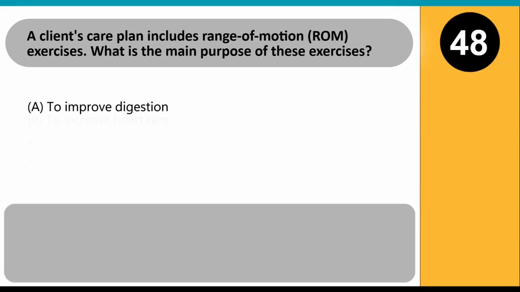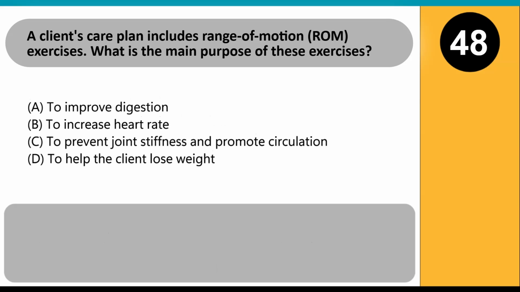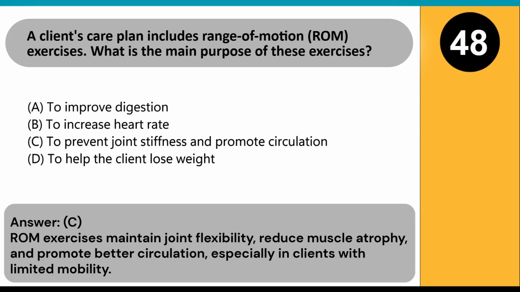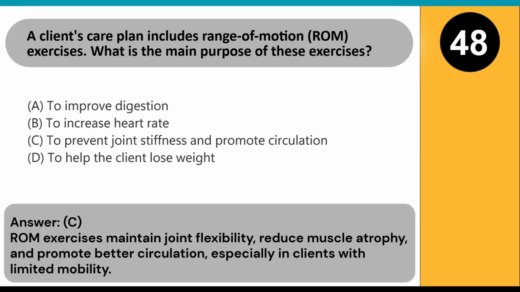A client's care plan includes range of motion, ROM, exercises. What is the main purpose of these exercises? A. To improve digestion. B. To increase heart rate. C. To prevent joint stiffness and promote circulation. D. To help the client lose weight. Answer: C. ROM exercises maintain joint flexibility, reduce muscle atrophy, and promote better circulation, especially in clients with limited mobility.